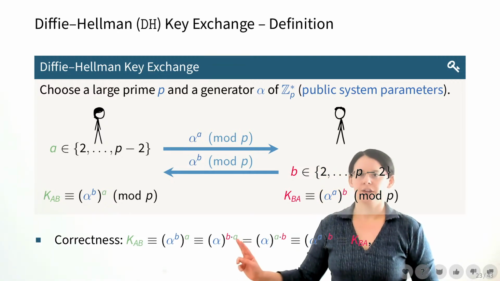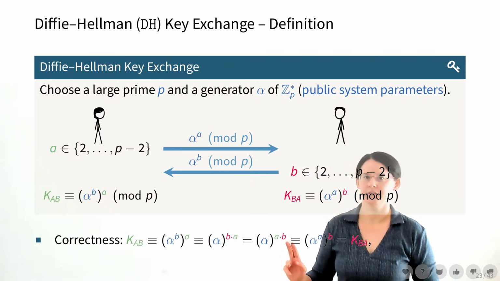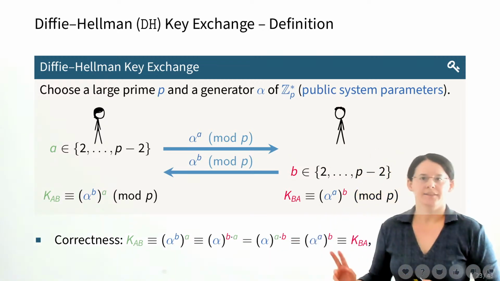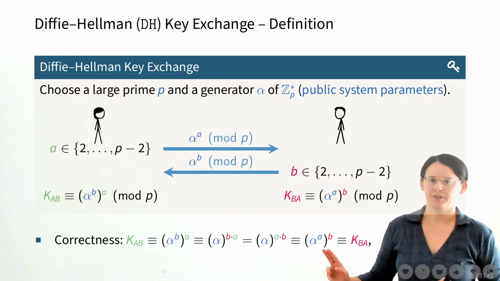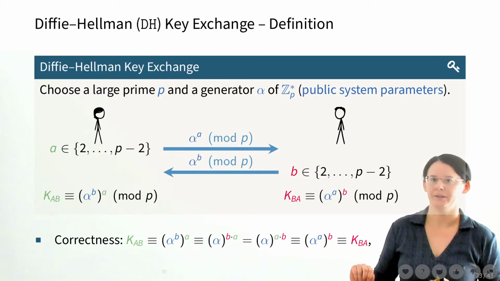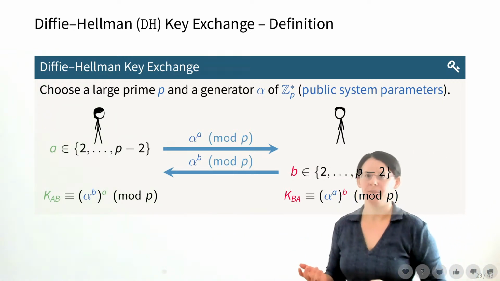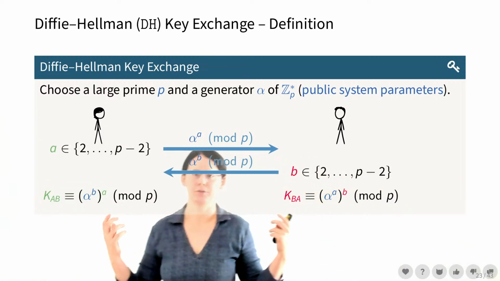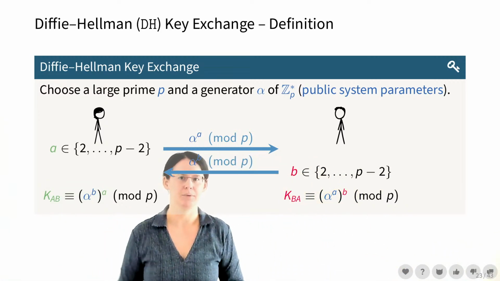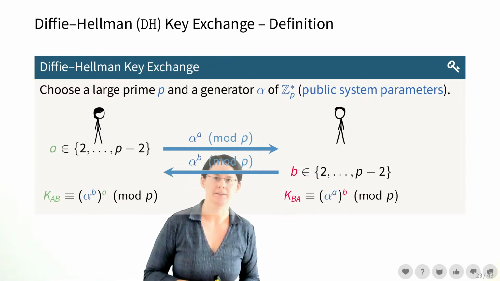You can, of course, change the order of multiplication here, because this is commutative. And then this is again, by the same exponentiation rules, the same as alpha to the power of a and then to the power of b. So you see that the two values that they derived are actually the same, even if they went a different way to get there, but they both got the same number. And they can now use this number as a basis for a secret key.